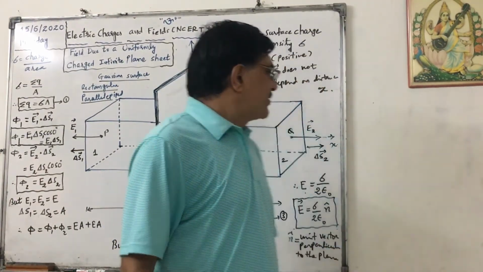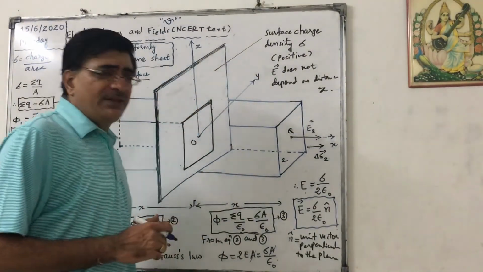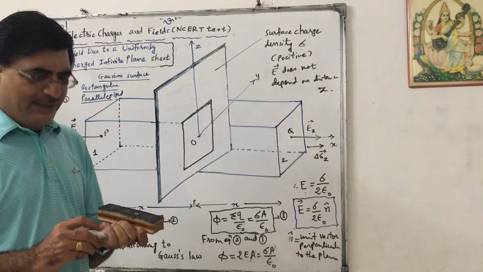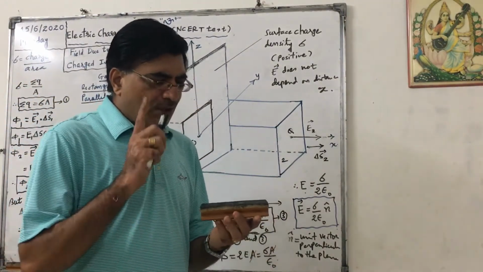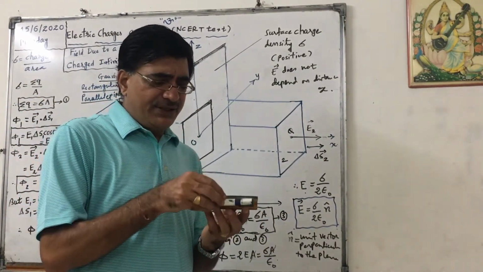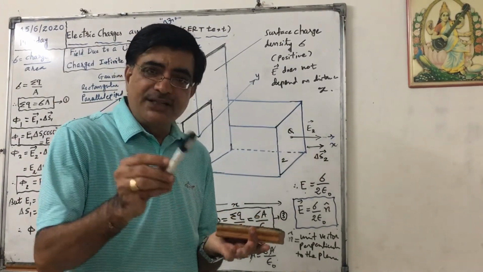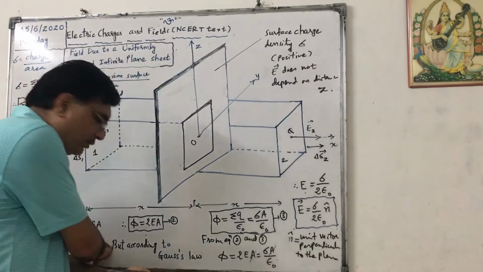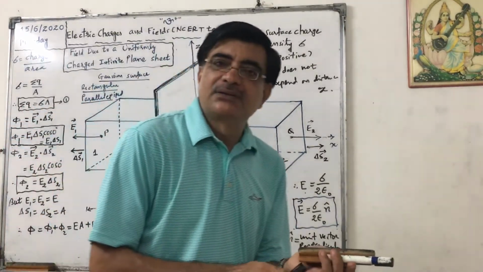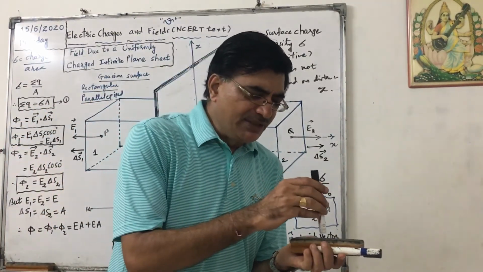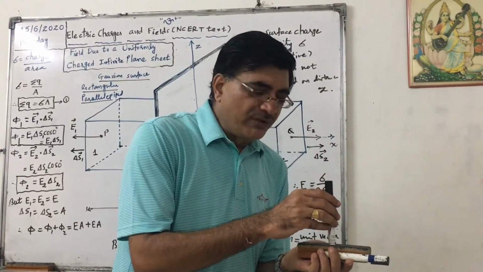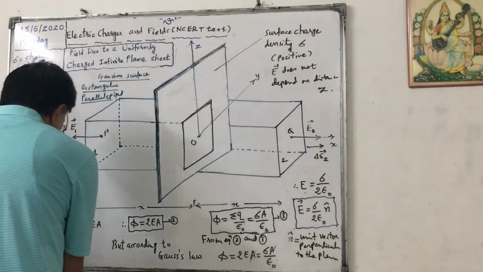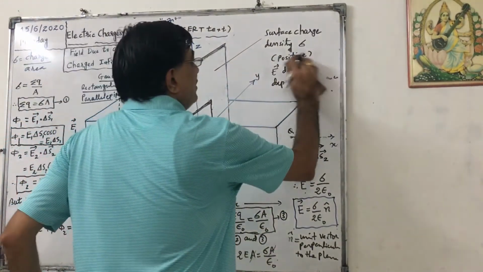Now see here, you must be thinking about why I have not considered the other four sides. Okay, I will explain to you. See, our E is in this direction. This is our E. Now, for the upper surface, the area vector will be in this direction. What will be the angle between those two? 90 degrees.